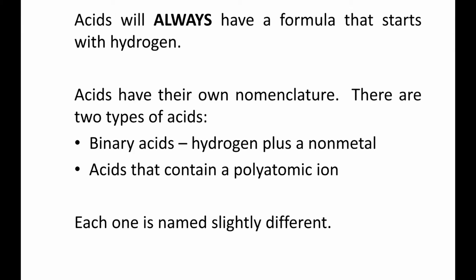There are two types of acids. You've got your binary acids, which are hydrogen plus a nonmetal, and that's all it is. Hydrogen plus a nonmetal, nothing else involved. And then acids that contain a polyatomic ion. Each one is named slightly different.